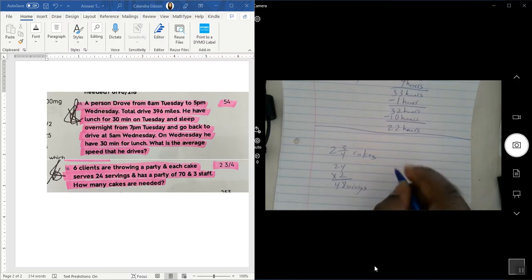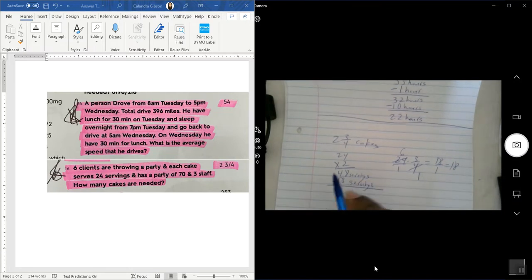Then if we take this 3/4, we could take 24 times 3/4. Put that over 1. We could do cross simplifying. 4 goes into 4 once. 4 goes into 24 6 times. So that will give us 18 over 1, which is 18. So the 3/4 will add on another 18 servings.